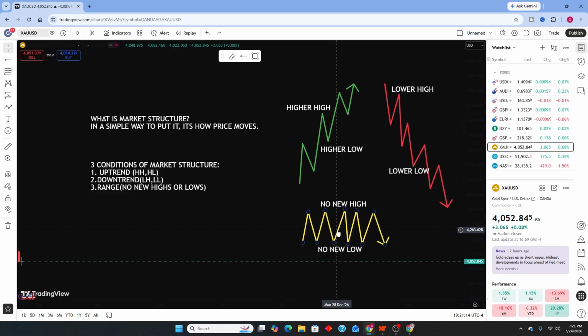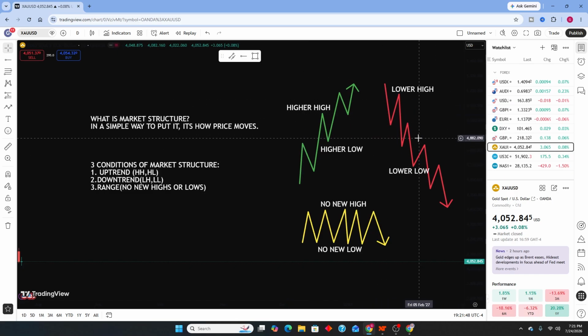Every chart tells a story, and that story is written through highs and lows. By learning to read those highs and lows, you'll know whether buyers are in control, sellers are in control, or neither side has the advantage. There are only 3 things a market can do. Uptrend, where the market creates higher highs and higher lows, and buyers are in control, which is right here.